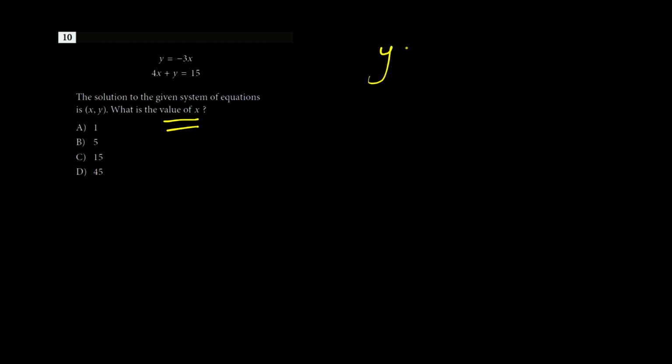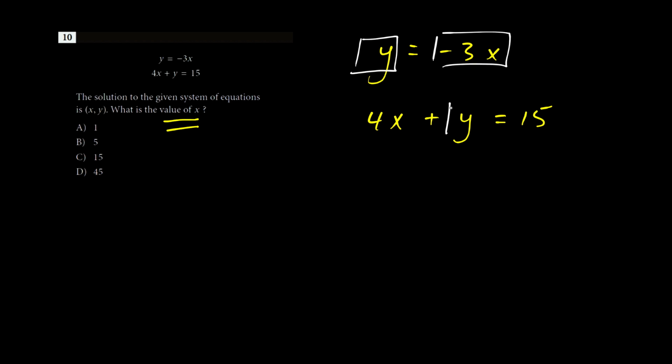So let's go ahead and write down y equals negative 3x. We can see the y is isolated, so that tends to lead us to the idea of substitution. And then we have our second equation, 4x plus y equals 15. So since we have y equals negative 3x here, we can go ahead and replace this y with negative 3x. So we'll have 4x plus, and I'll use parentheses to be safe. They're not needed here, but it's always good to do.